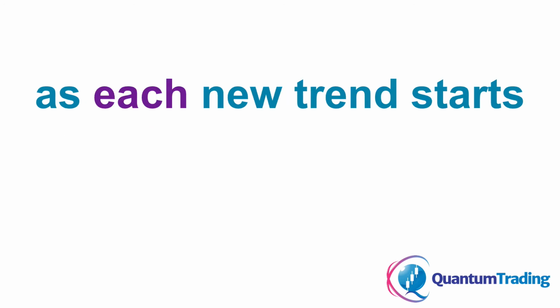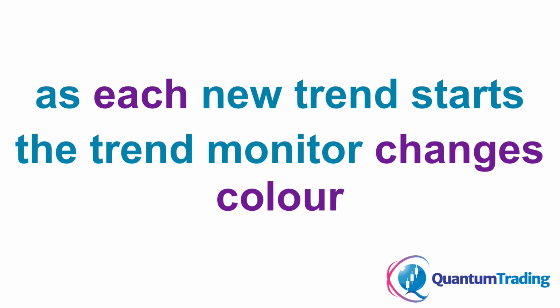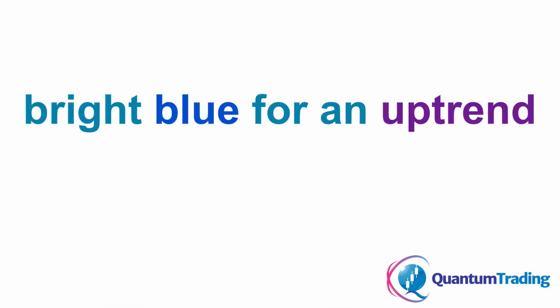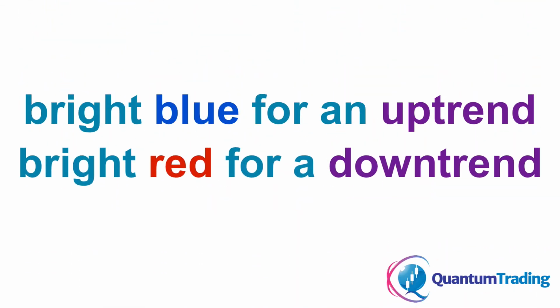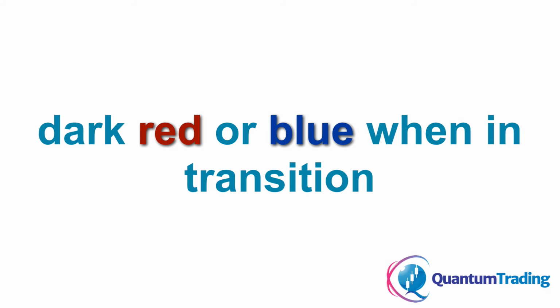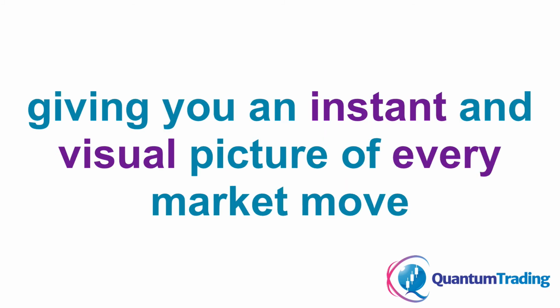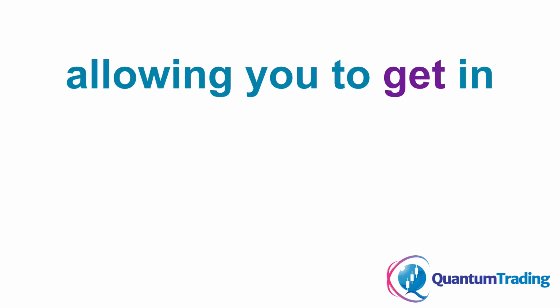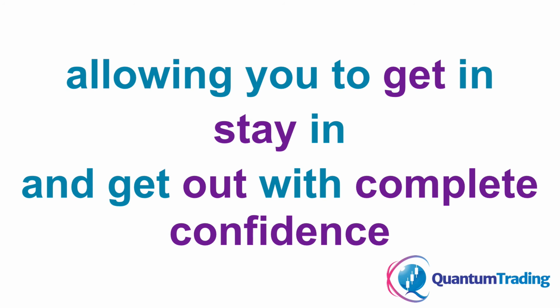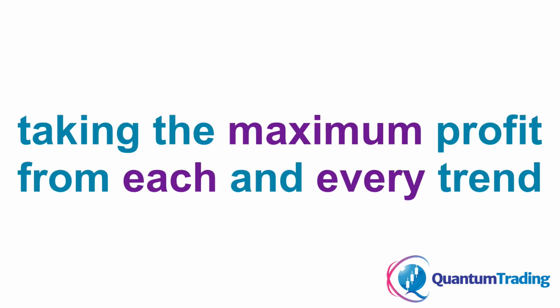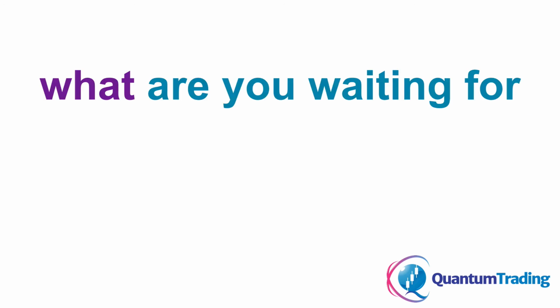As each new trend starts, the trend monitor changes colour: bright blue for an uptrend, bright red for a downtrend, and dark red or blue when in transition, giving you an instant and visual picture of every market move, allowing you to get in, stay in, and then get out with complete confidence, taking the maximum profit from each and every trend.